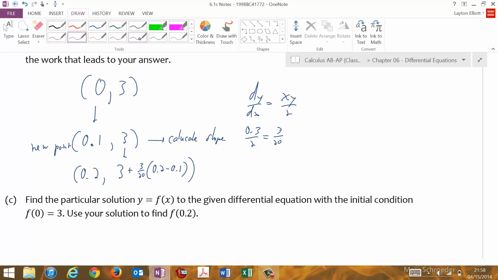Think of this as being kind of like y equals mx plus b. This is like a b plus mx right here, where the x is actually a delta x, the m is a slope, and then the b is like a starting y value.